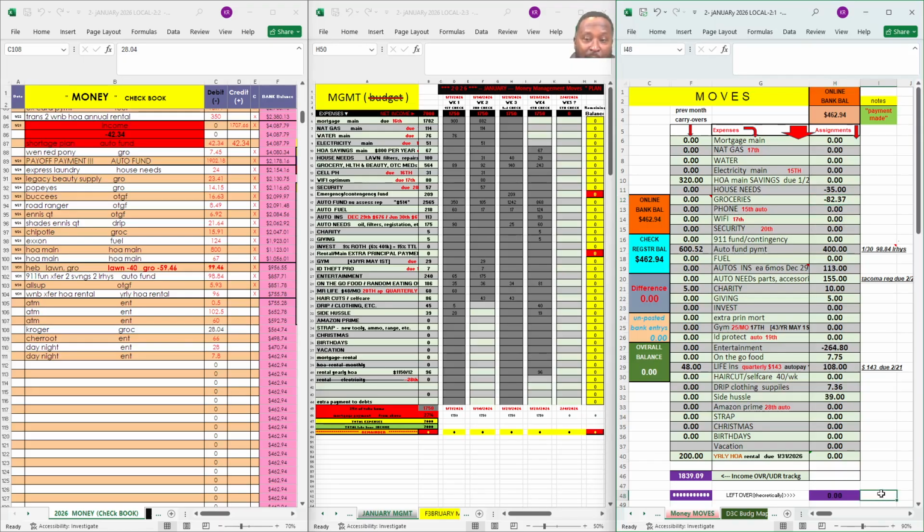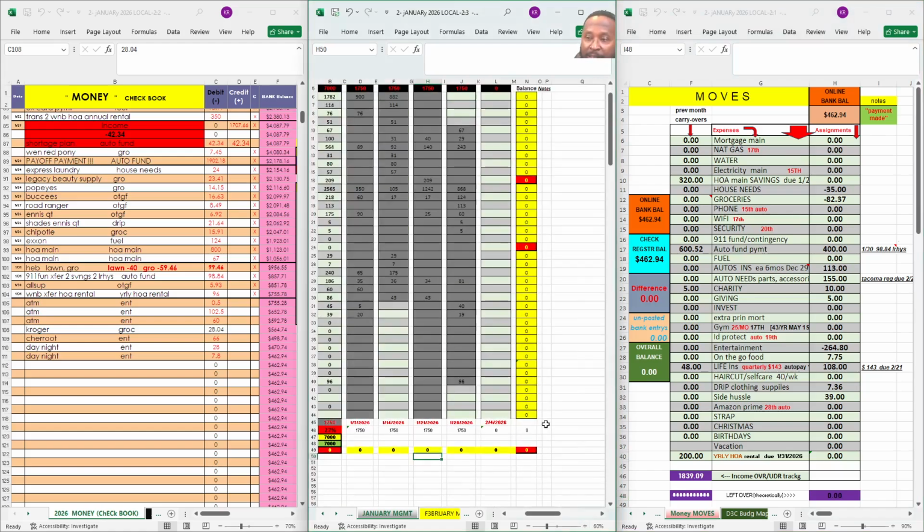But overall, down here at the bottom in purple, what do we see? I'm balanced. So now everything is balanced. My money spreadsheet is balanced. And my management spreadsheet stays balanced. It always has zeros. As you can see there, there's always zeros on that. It stays balanced, right? And also my moves spreadsheet. Now, let's think about some stuff now. This is what I have to think about.